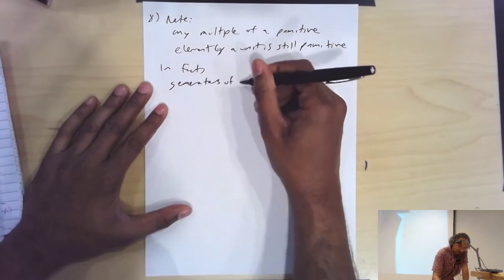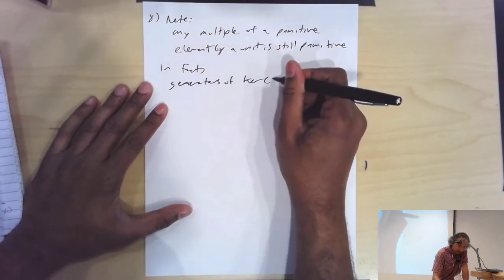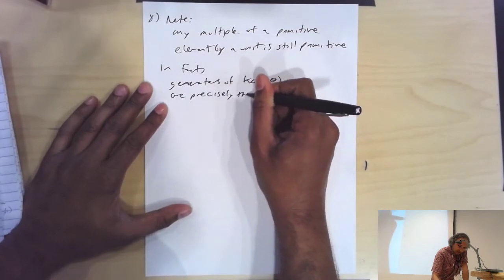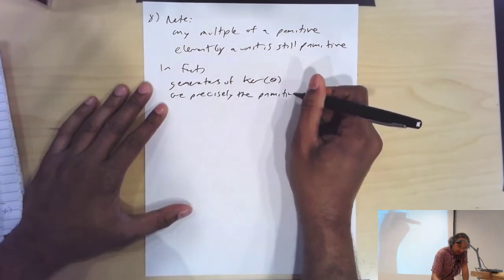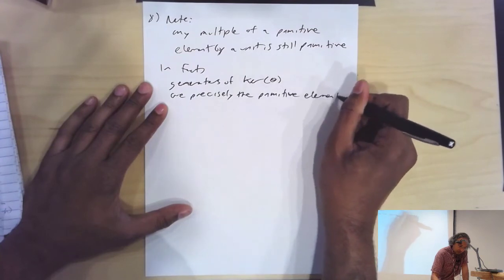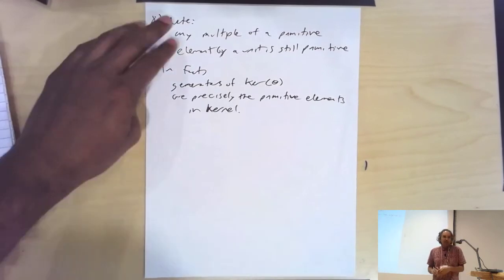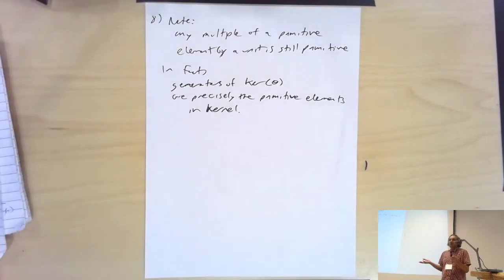So in fact, what's really going on here is that the principal generators of this kernel are precisely the primitive elements in the kernel. So the content on top of this statement is that if I have another primitive element in the kernel, then it is a multiple of my original one by a unit. That's also not so hard to check. And again, that's sort of analogous to Weierstrass polynomials.